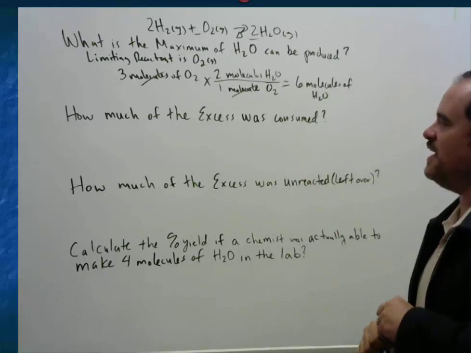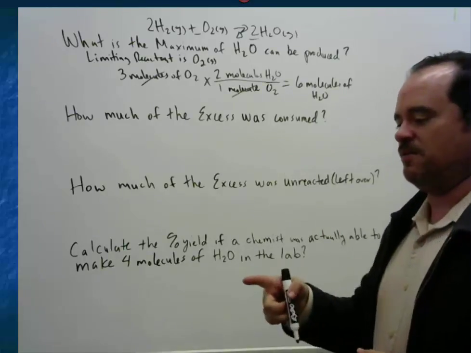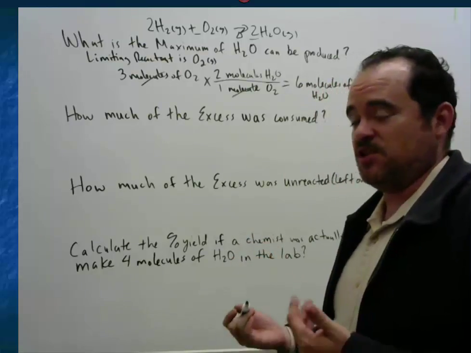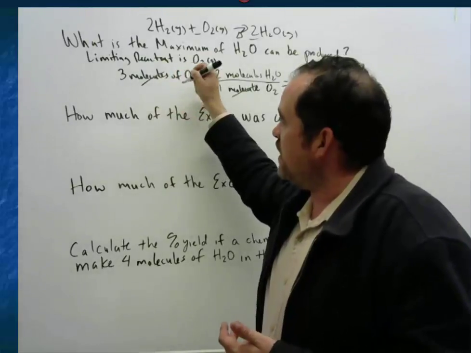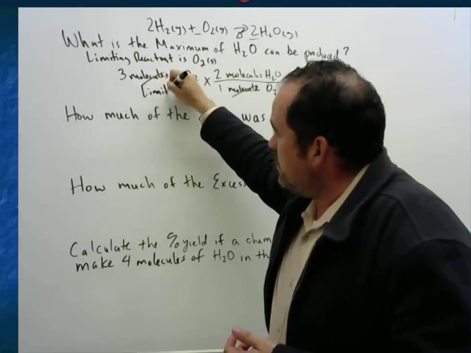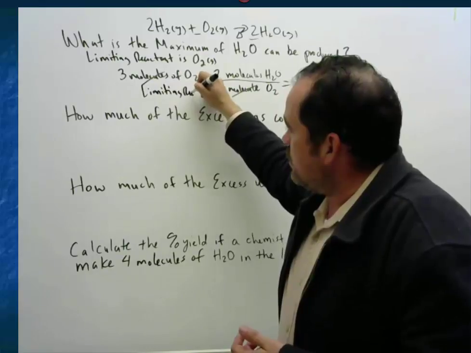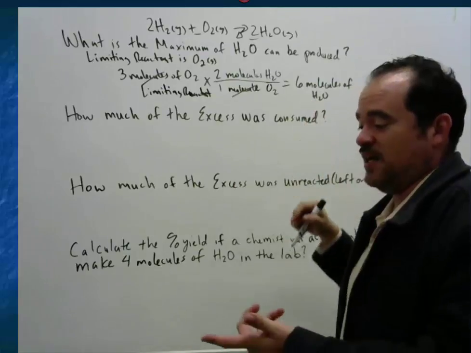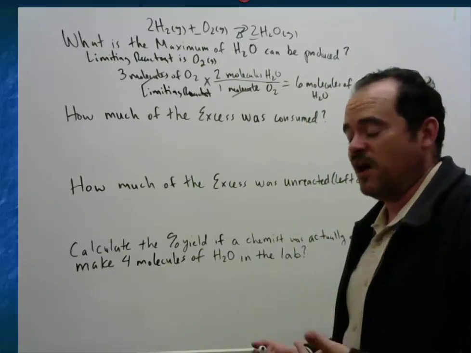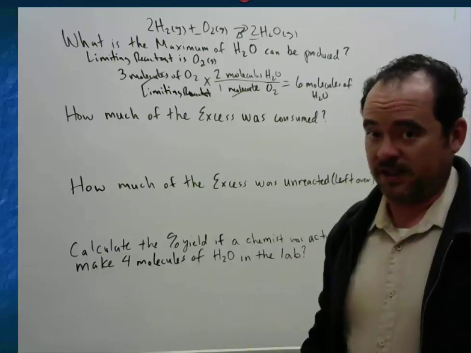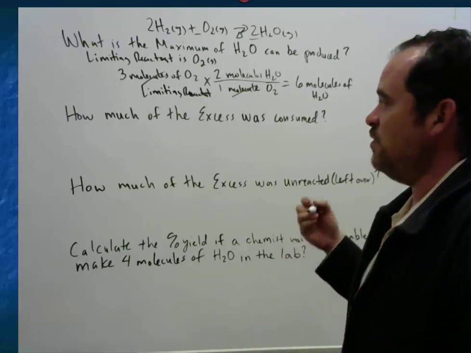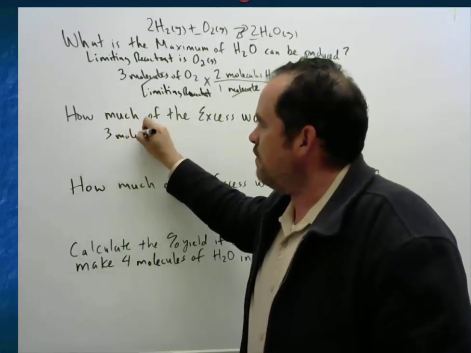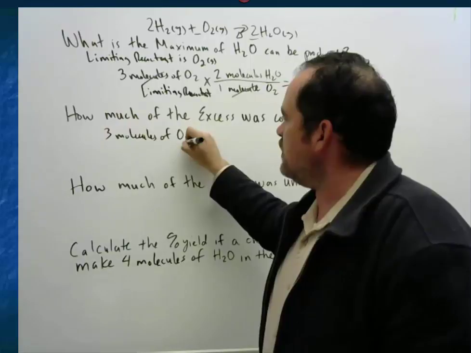Another question here: how much of the excess was consumed? As we saw before, we had a total of 8 molecules of hydrogen to start. We know we used all of the oxygen because oxygen gas is the limiting reactant, so we have to use it all. There is no more oxygen present. But in order to make the water, we need some hydrogen. It was 8 molecules of hydrogen that we started off with, but we didn't use all of it. We used some of it. So how do we figure it out? Well, again, start with the limiting reactant. How much did we start off with? There were 3 molecules of oxygen gas.